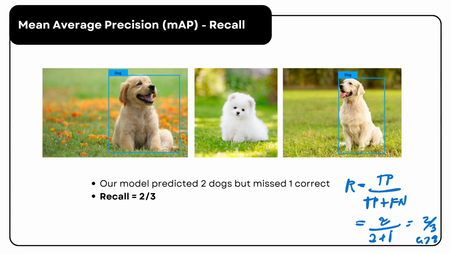Okay, so while precision tells us how accurate our model predictions are, recall tells us how complete our detections are. In other words, did we find everything we were supposed to? If a model has a low recall, it might be too cautious and end up missing real objects. And this could be dangerous in some applications like security, healthcare, or autonomous driving.